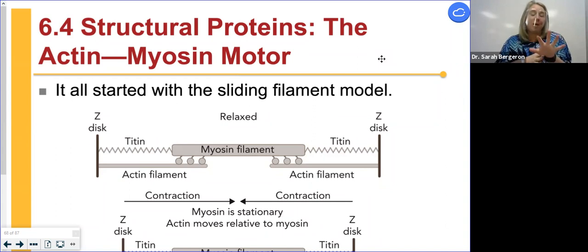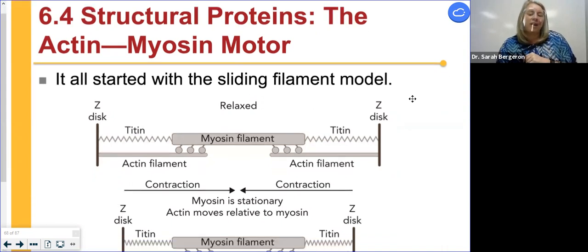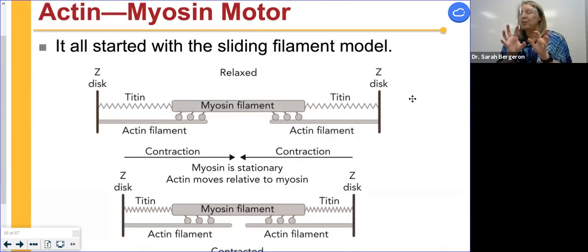And the initial models were put out. It's called the sliding filament model, in 1950. I think it was 1954. There was one group in Cambridge working on it, one group at MIT working on it, and they both kind of came out about the same time. So we're going to go general. This is kind of how it works, and then we're going to go into lots of detail, right?